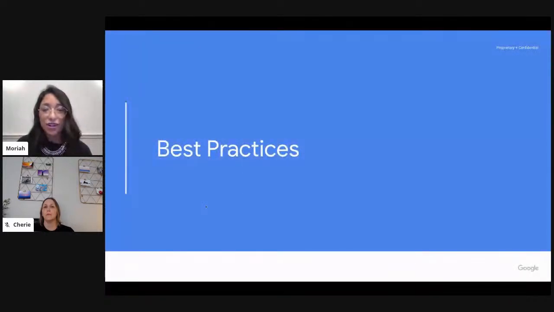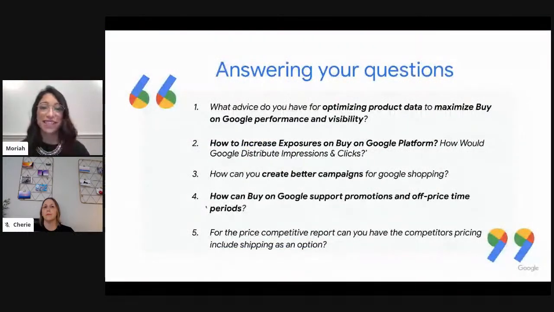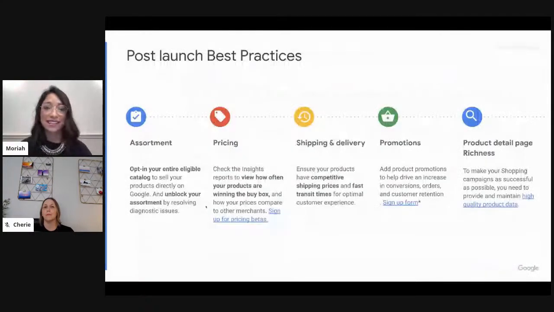So, going into best practices. These are some of the questions we'll be addressing with best practices. How do you optimize product data? How do you maximize Google performance? How do we increase exposure and create better campaigns? Here in Buy on Google, it's not actually campaigns that you're creating, but we'll show you how to optimize your settings so that you are able to increase exposure, visibility, and performance. And then also questions around promotions and price competitiveness. So these are the ones we will be discussing next.